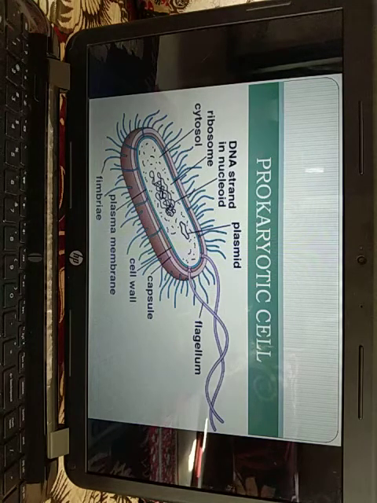Now next is ribosomes. They are small membraneless submicroscopic ribonucleoprotein entities having a size of 20 nanometer into 14 to 15 nanometer. Ribosomes are of two types, fixed and free. Fixed ribosomes are attached to the plasma membrane. Free ribosomes occur free in the cytoplasmic matrix. The ribosomes are 70S in nature.